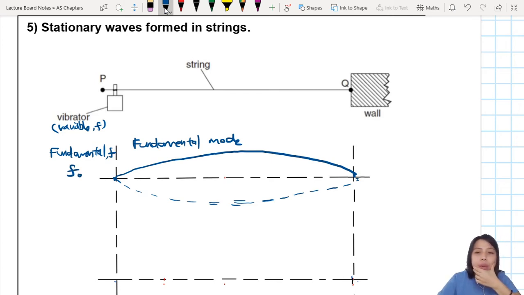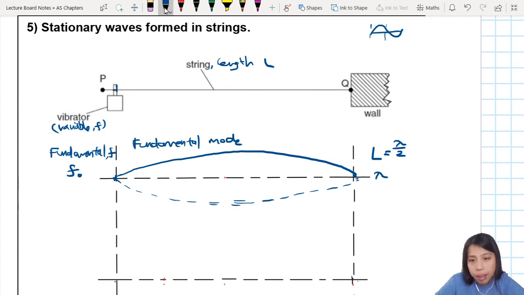Okay, and what would the wavelength be? Let's write down wavelengths and other info on this right side here. If I say this whole string's length is L, then this L is actually half a wavelength, because a full wave is usually like this but now it's only this part. So half a wavelength is L, the length of the string. If I rearrange it, I will have lambda equals 2L. That is the wavelength of the fundamental note, 2 times the length of the string. So that's the fundamental note.